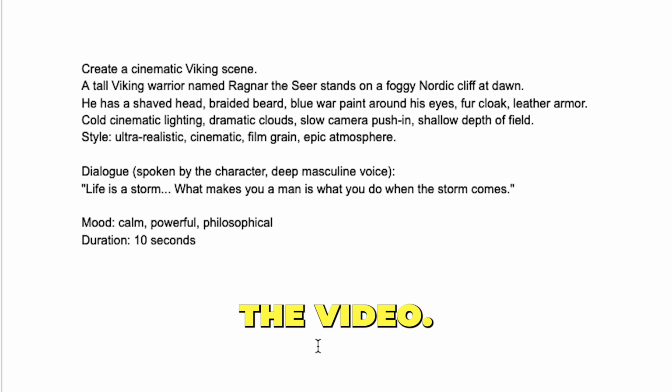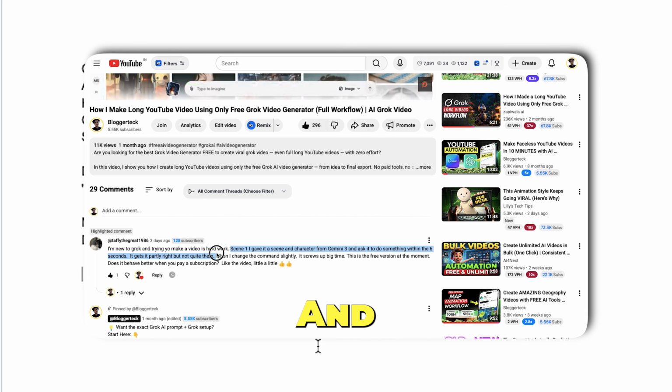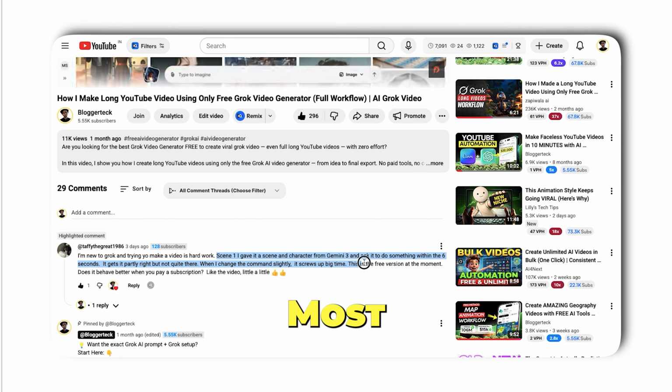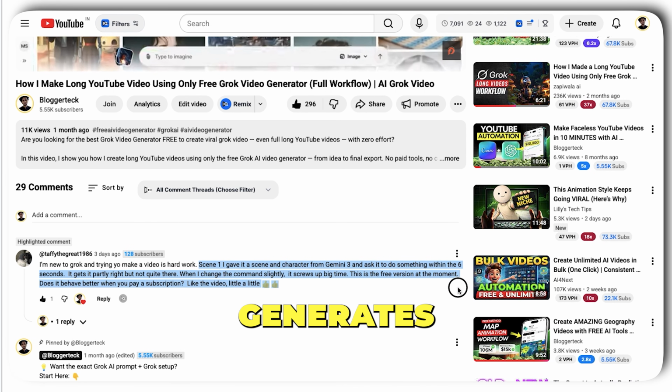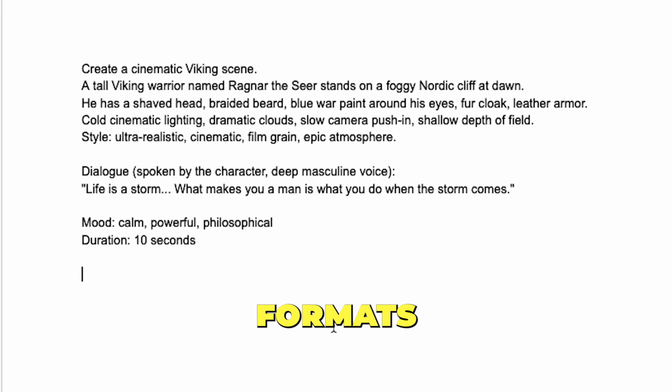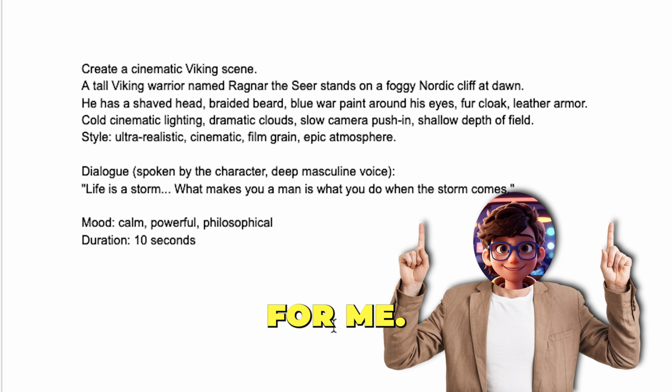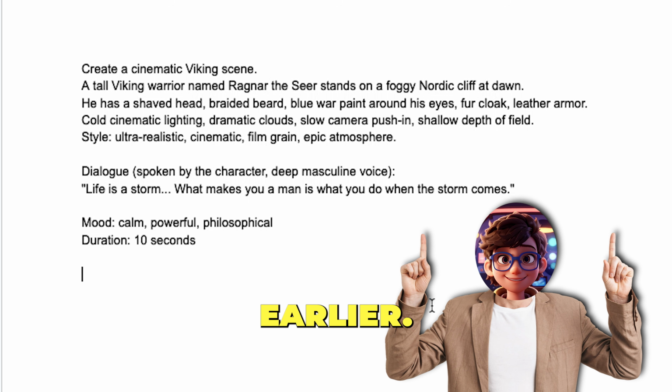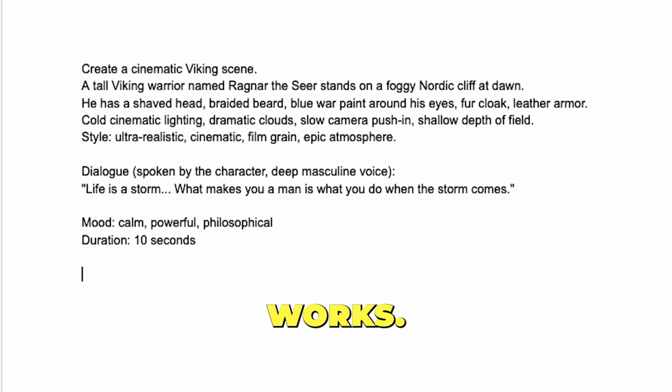earlier in the video. Now here's the important part, and this is something a lot of you mentioned in the comments on my previous video. Most people say Grok AI only generates 6-second clips, and the results don't always feel complete. I tested multiple prompt formats, and this one worked best for me, as you can see in the final video I showed you earlier. So here's how the structure works.